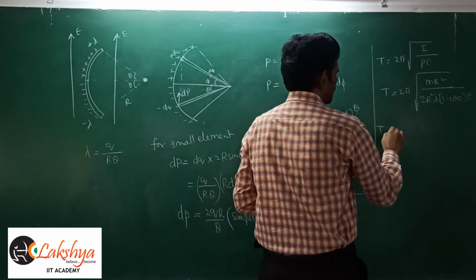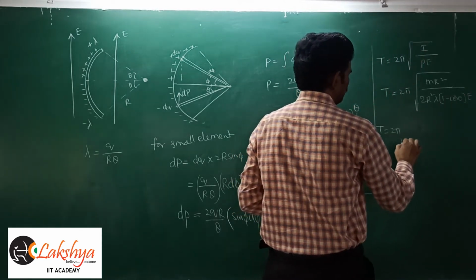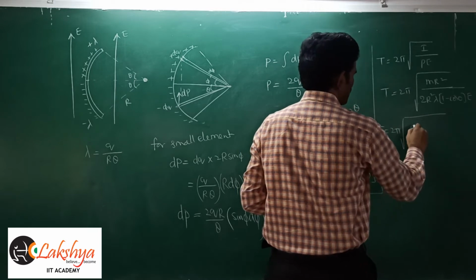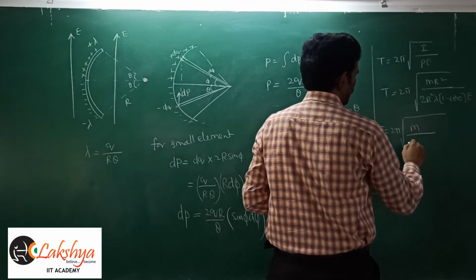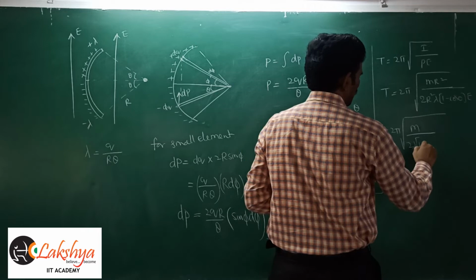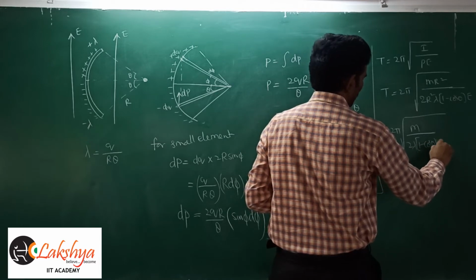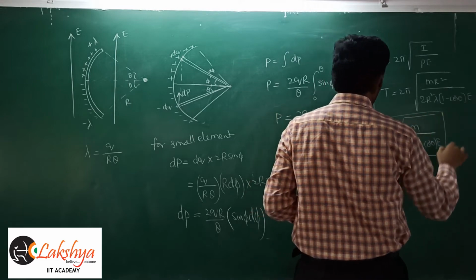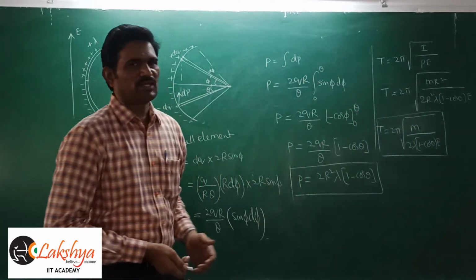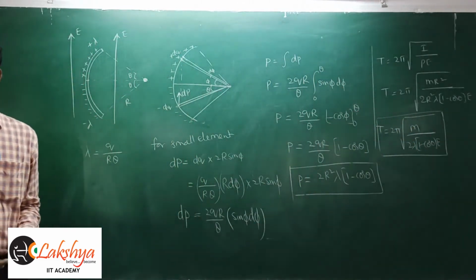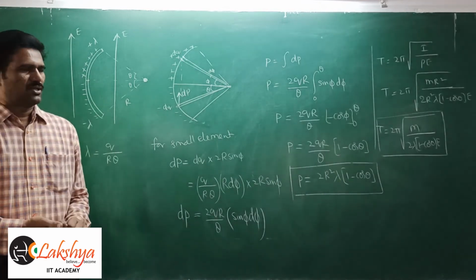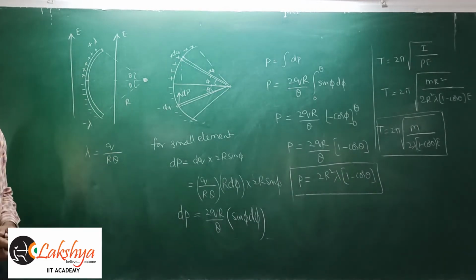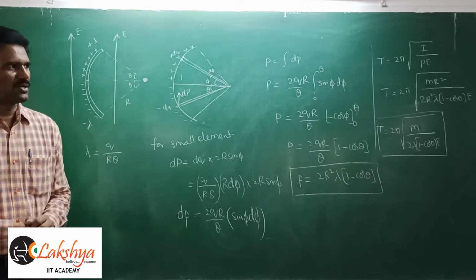Therefore I can write this expression as 2 pi into, that r square will be cancelled, so m by 2 lambda into 1 minus cos theta into E. So this is our expression for the time period in that case. Like that we can calculate the time period in any case, whenever such a dipole is placed in a uniform electric field. That is our time period calculation.